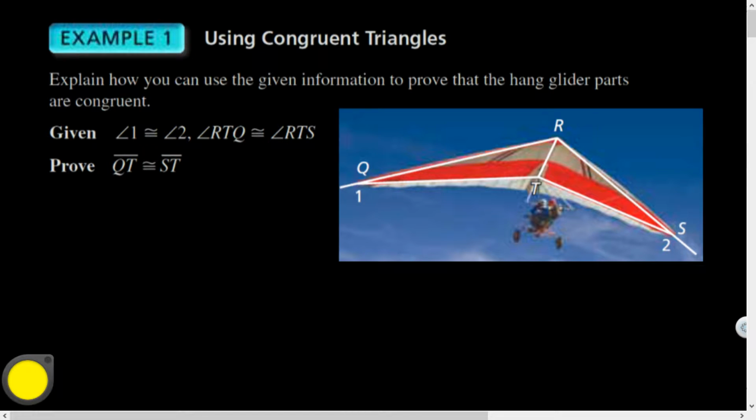It says, explain how you can use the given information to prove that the hang glider parts are congruent. Given information: angle 1, which is an exterior angle, is congruent to angle 2. And I know that angle RTQ, this angle right here, is congruent to RTS.